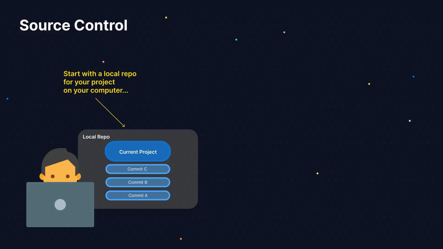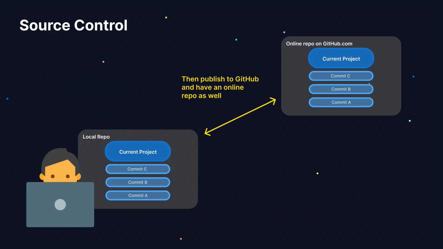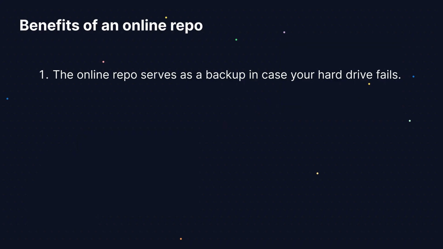This way, you can still have those snapshots or commits, and you can go back in case you mess something up. And then at any time, you can publish that repo to GitHub, and now you have an online cloud version of that repo as well. And there are multiple benefits for having an online repo. Number one, it serves as a backup.